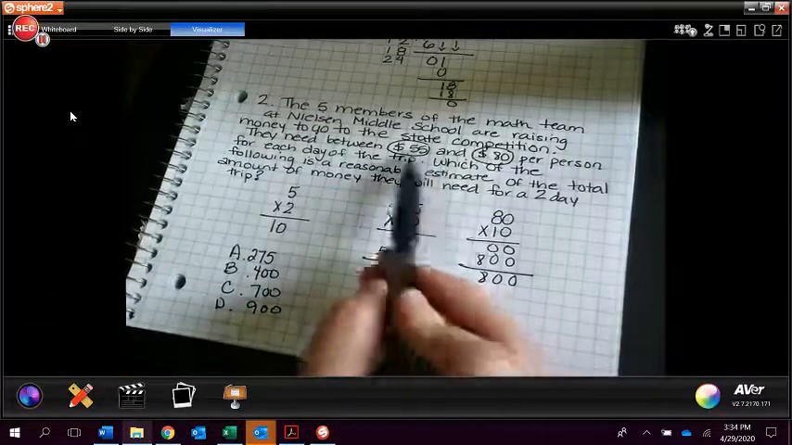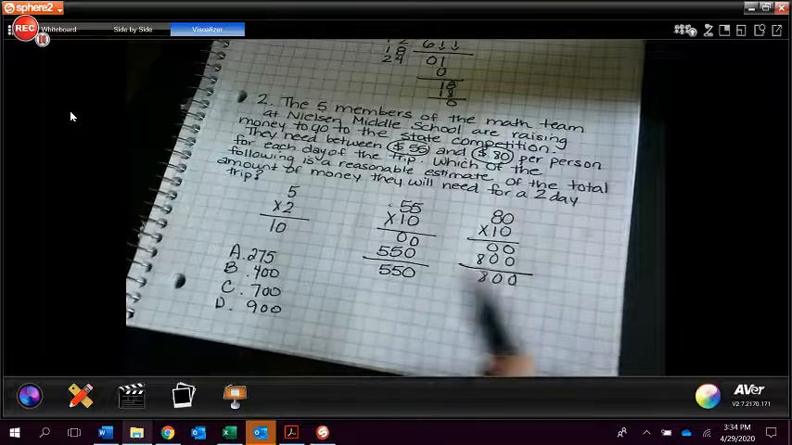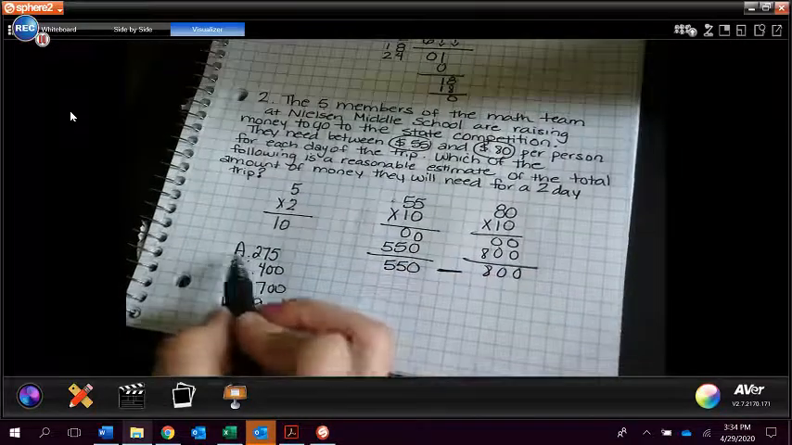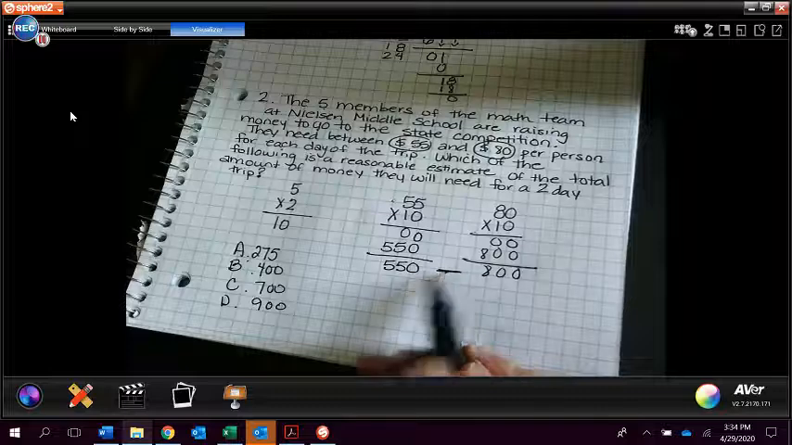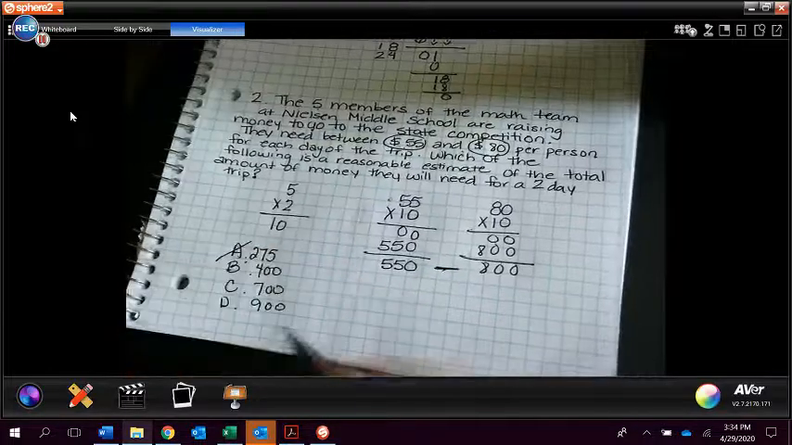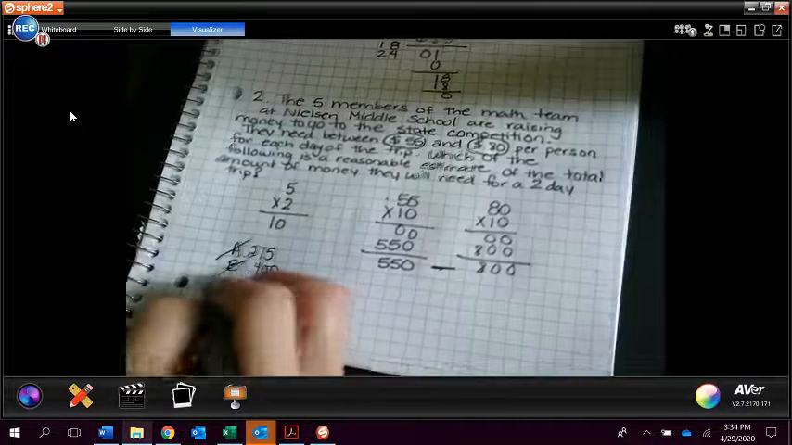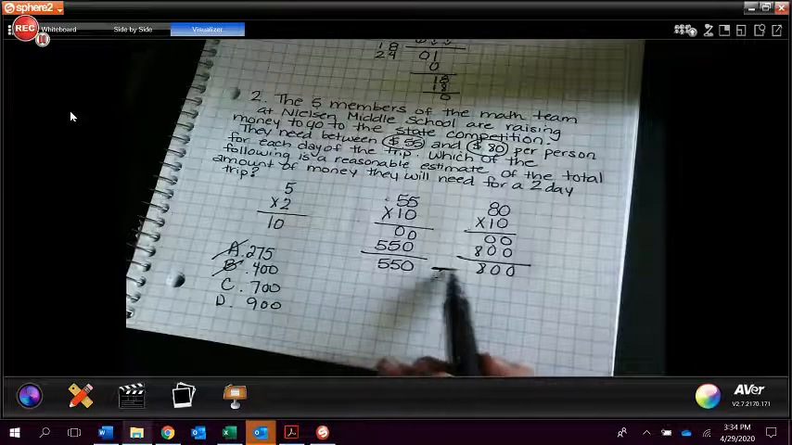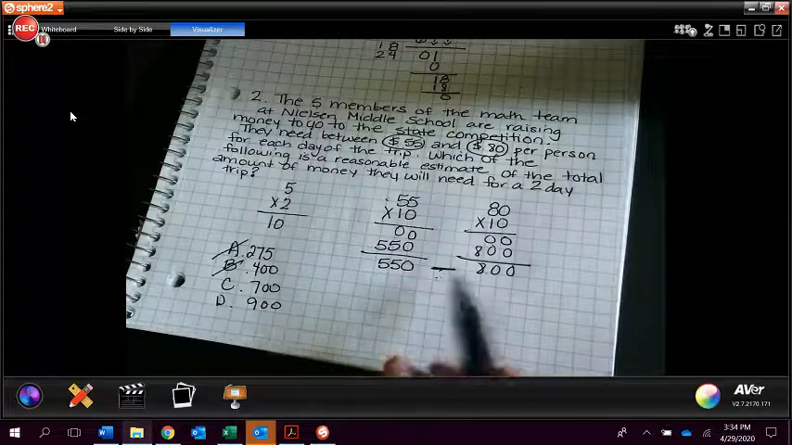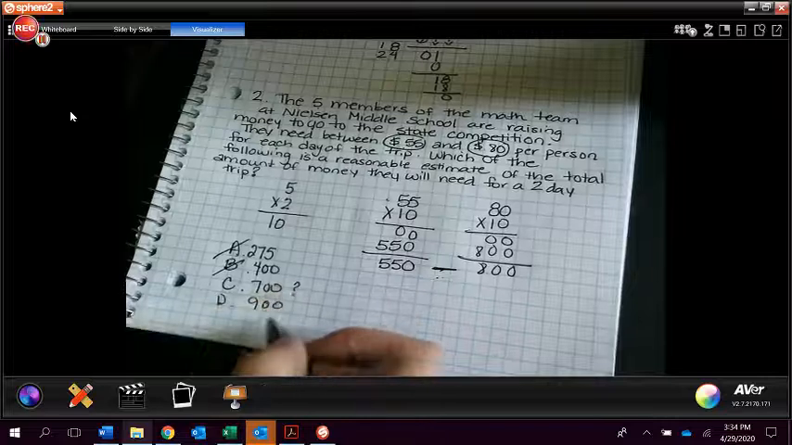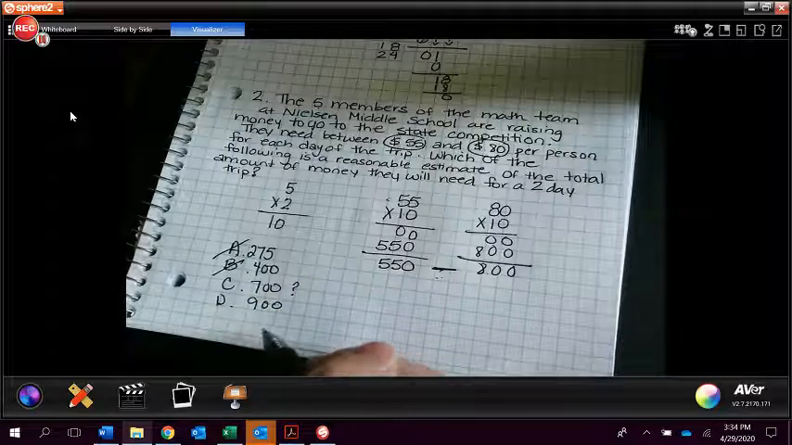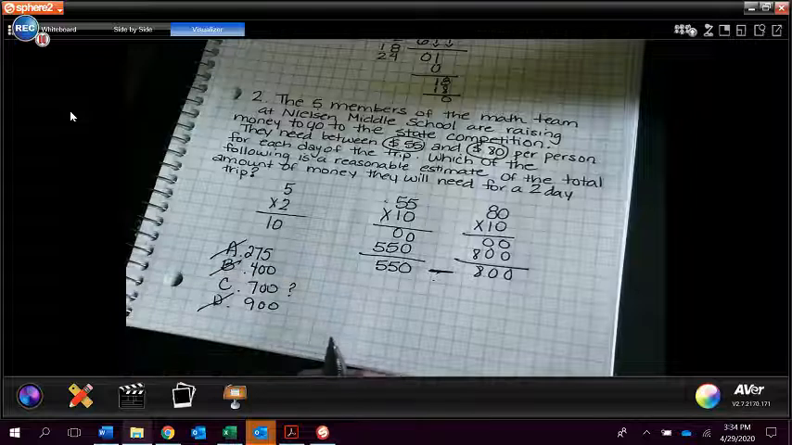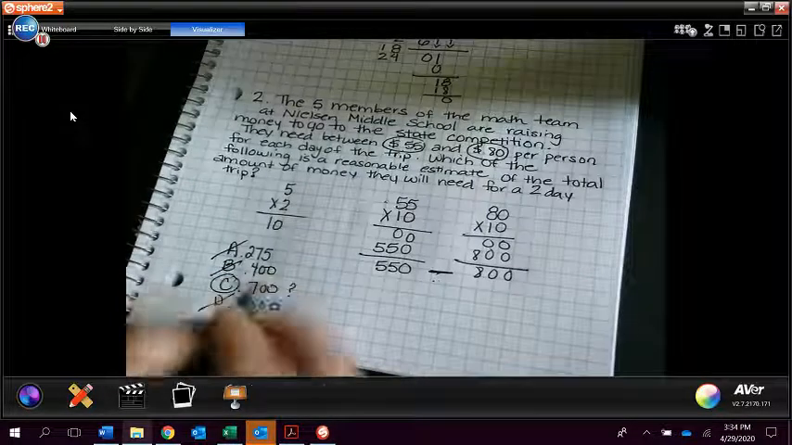Remember, if this is what they need in between, that means in between. Could it be A? No, 275 is not in between those two numbers. Could it be B? No. Could it be C? Yes. Maybe, because 700 is less than 800 and it's more than that. So that is in between. Could it be 900? No, that's not our best estimate because that's actually going over. So for this one, our best estimate would be C.